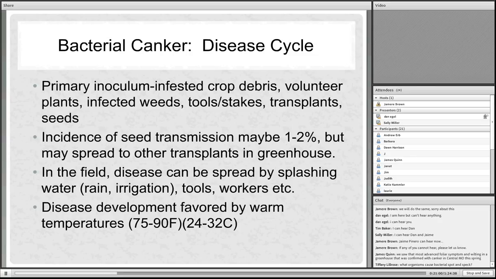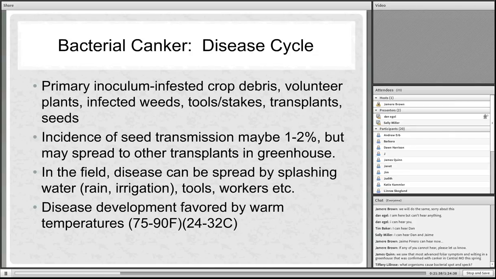So seeds, the incidence of seed transmission may only be 1 or 2%. So if you think of maybe you have 500 seedlings in a greenhouse that was delivered to you, if you start off in a greenhouse with 500 seeds, maybe only 5 of those are infected, but it can spread in the greenhouse, and by the time you're done raising them after 6 weeks, it can be many more than that, and of course then it can spread in the field as well. But whether in the field or in the greenhouse, splashing water, whether from irrigation or from rain, tools and workers can also spread it.